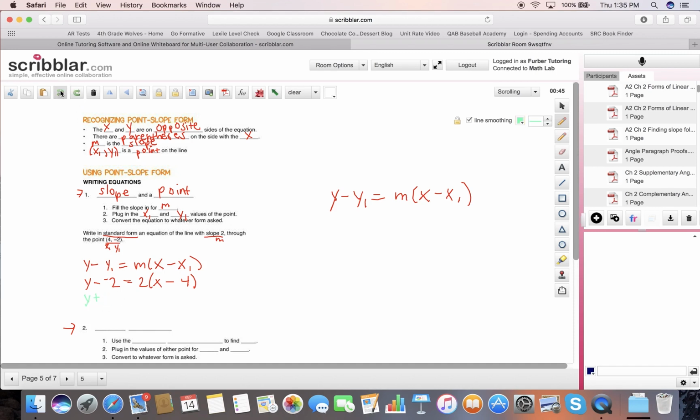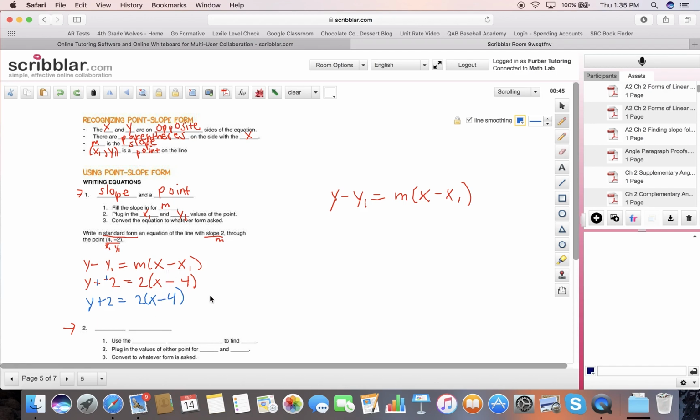Oh, that's bright. Let me go back and do a darker color. This is going to change to plus, right? So it's going to be y plus 2 equals 2 times x minus 4. There's point slope form, okay? So now I'm going to change it into standard form.